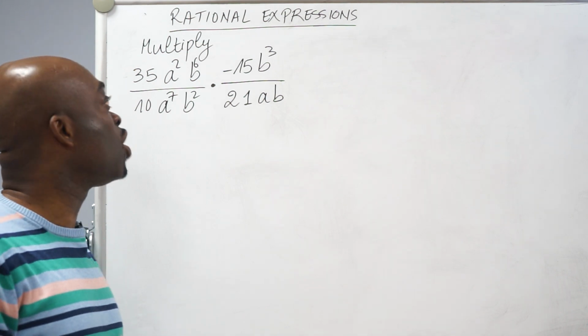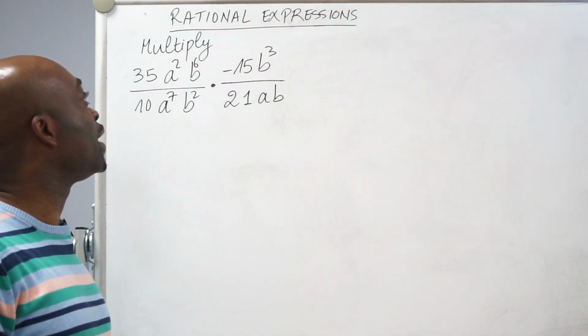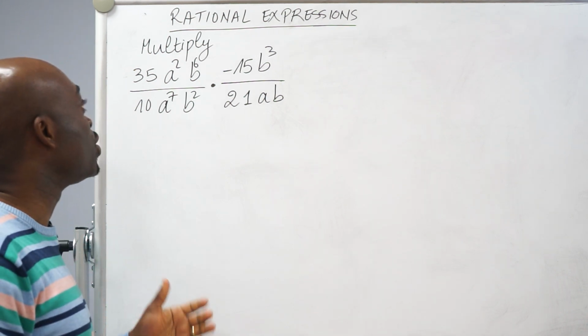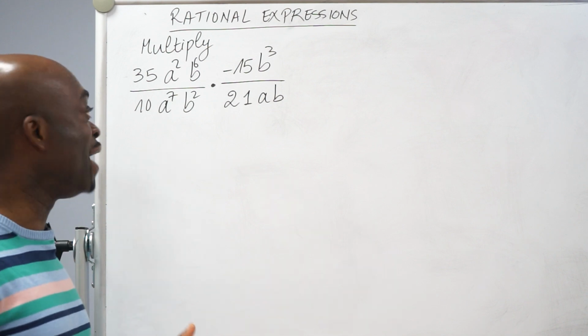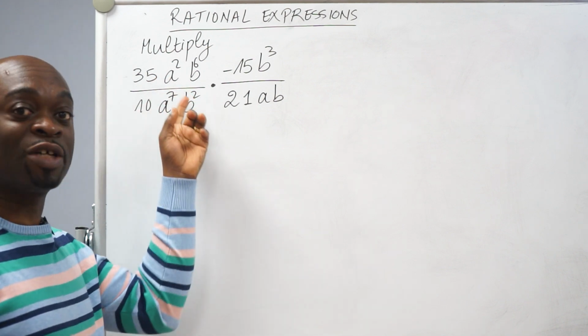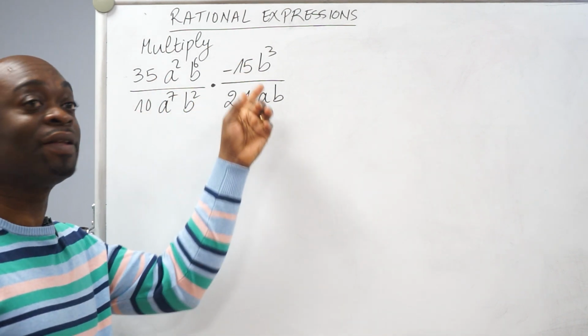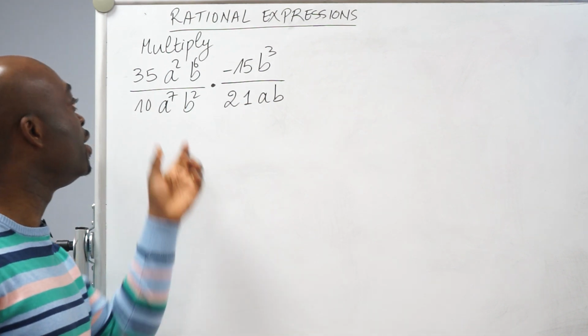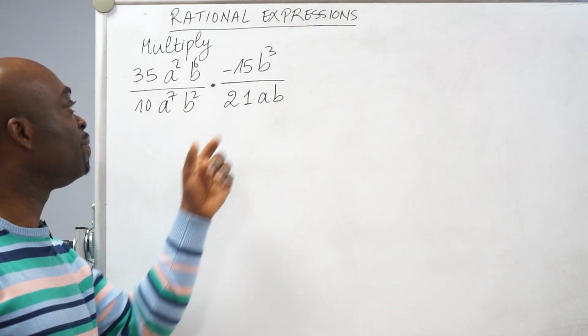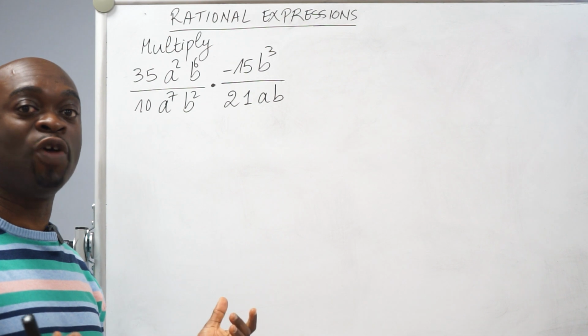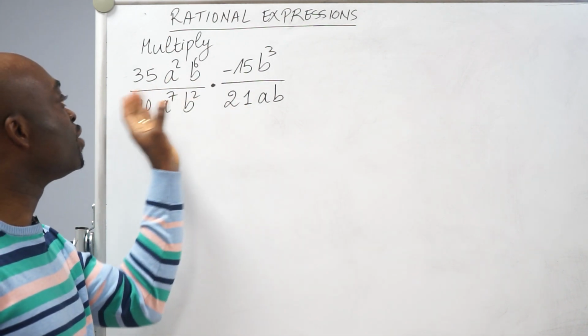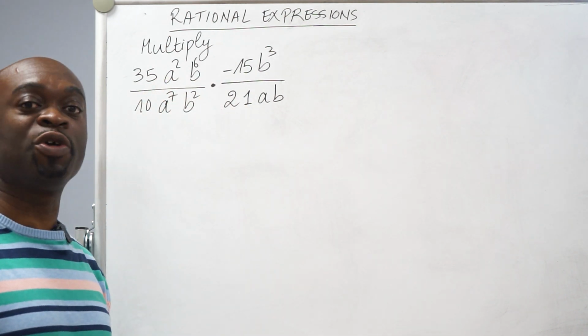Hi everyone. So we're talking today again about rational expressions. We want to multiply in this case. So we have one rational expression times another rational expression. Okay? So we have an expression on the top, an expression at the bottom, top and bottom. So we have four of them. But these are two rational expressions that we're going to multiply.